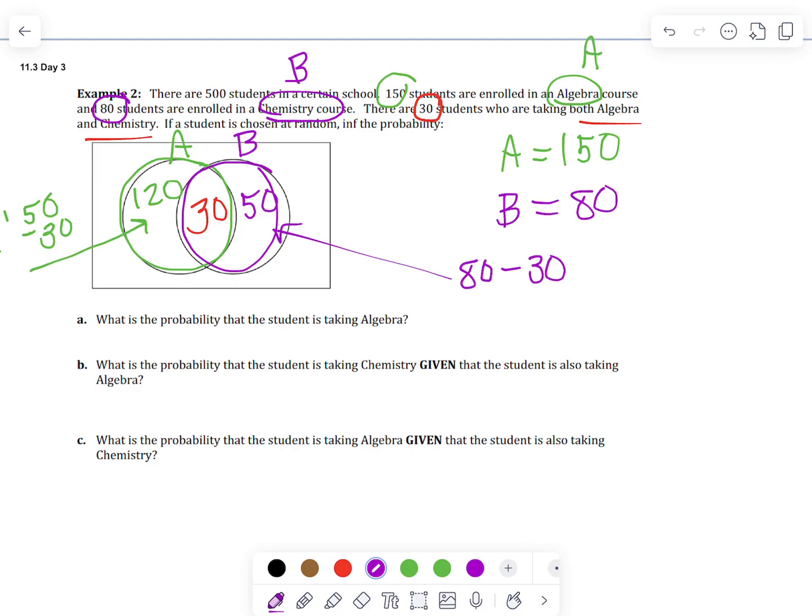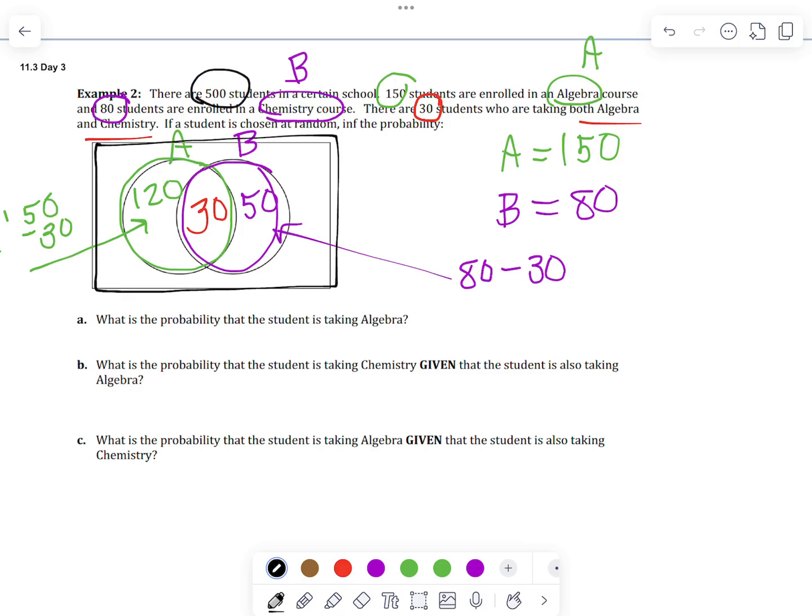Now the two circles, the green, the red, and the purple, those add up to the two classes. And then there are students who aren't in either of those classes, so they're going to go outside the Venn diagram.